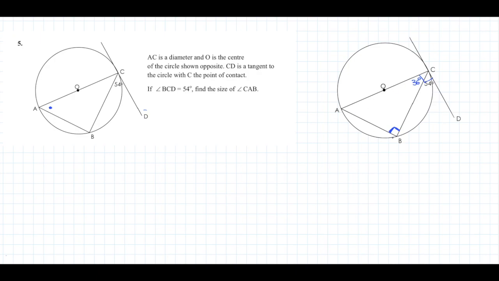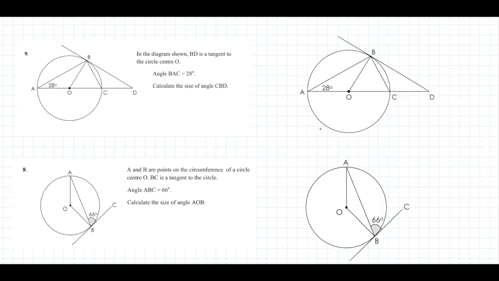Now we have this triangle here, and we know that angles in a triangle add up to 180. So we've got 90 degrees and we've got 36, that's 126 degrees. So this angle must be 54 degrees. And that's the angle we were asked to find, CAB. Angle CAB is equal to 54 degrees. Now we worked that out using these two facts. Angle at the circumference is 90, and if this is a tangent, then when the radius is drawn to the point of contact, a 90-degree angle is formed.